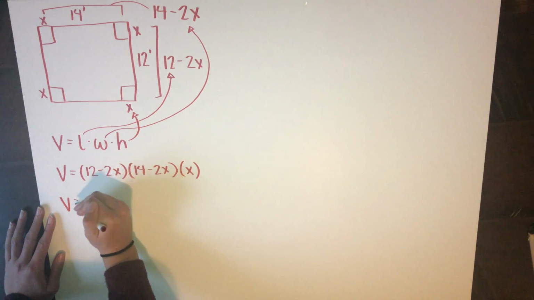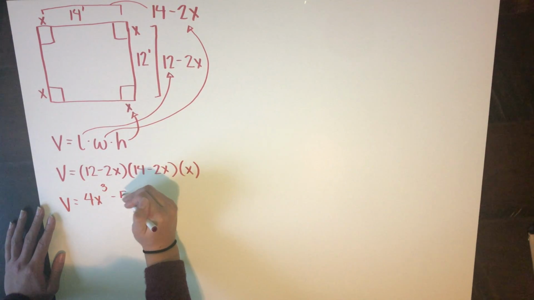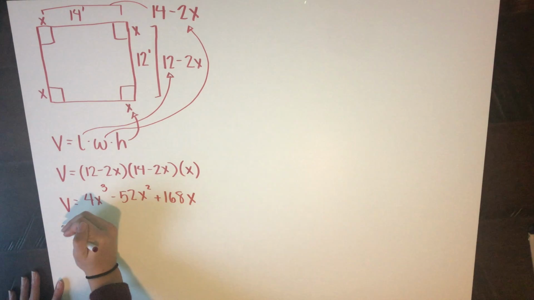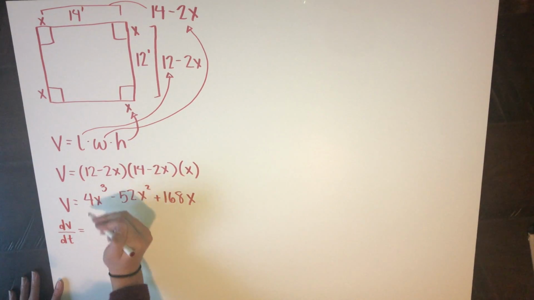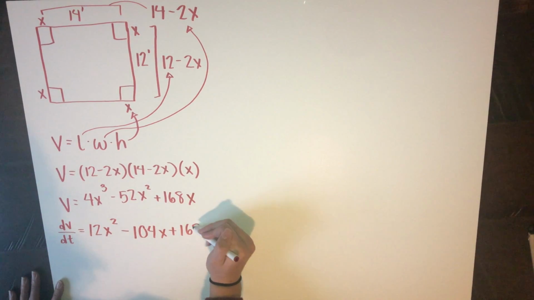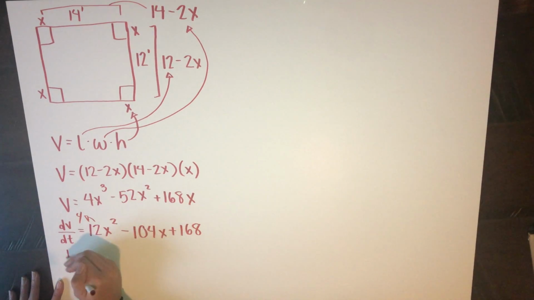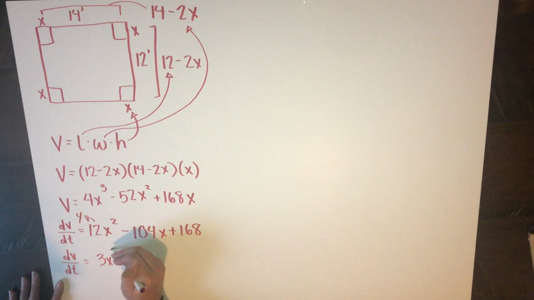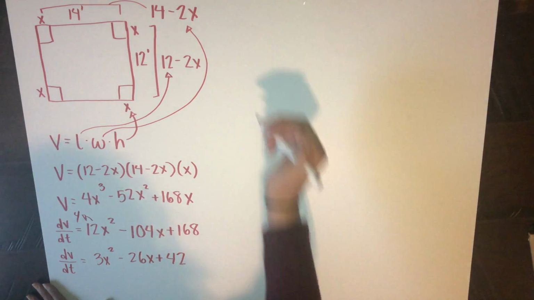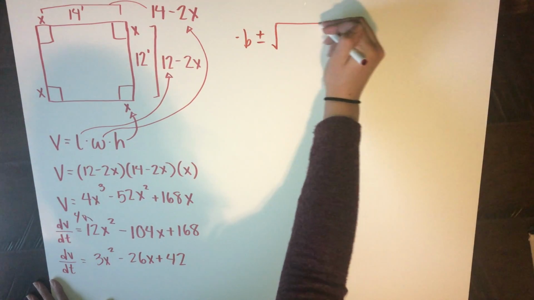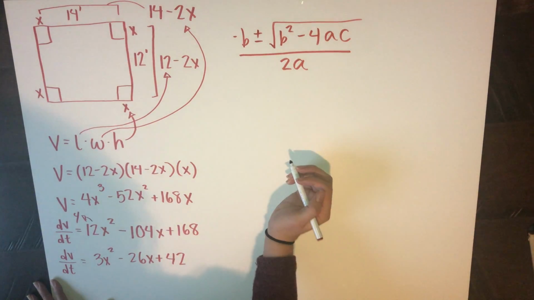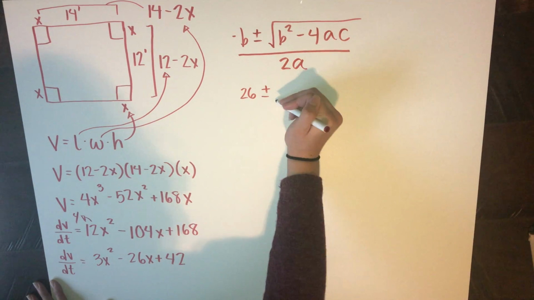Next we FOIL. Then we take the derivative. A 4 could be taken out of this equation to make it easier to solve. Because we cannot factor this equation, we have to do the quadratic formula. Plug in all of the elements into the equation.